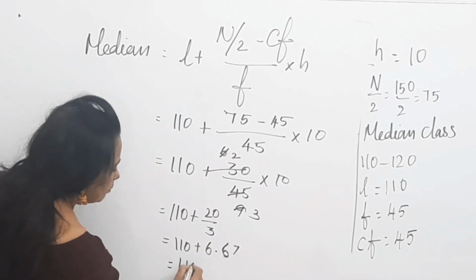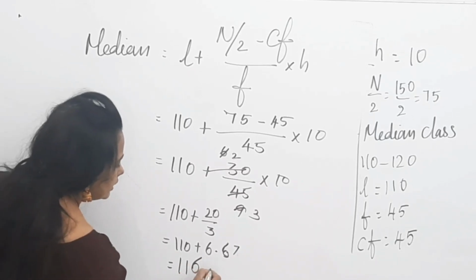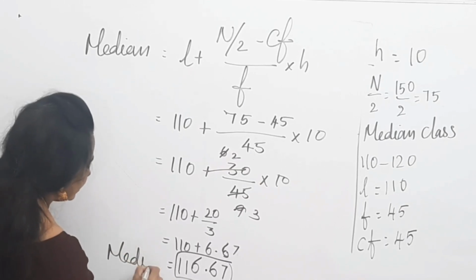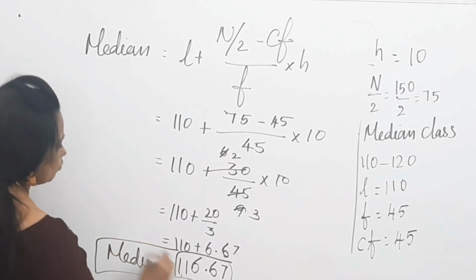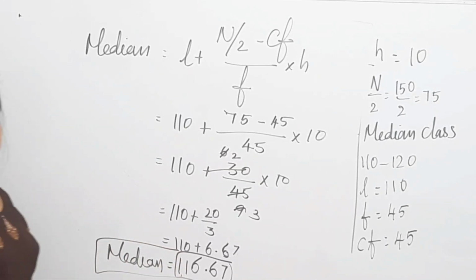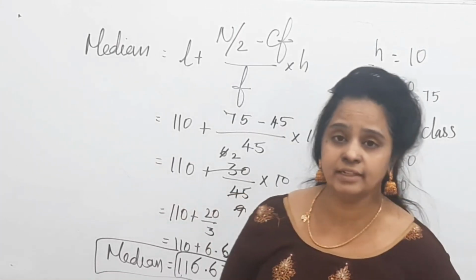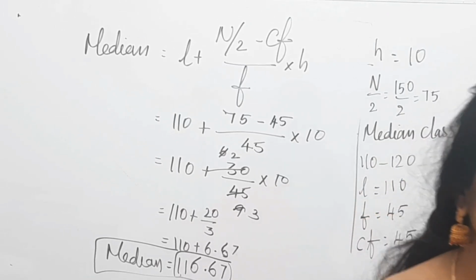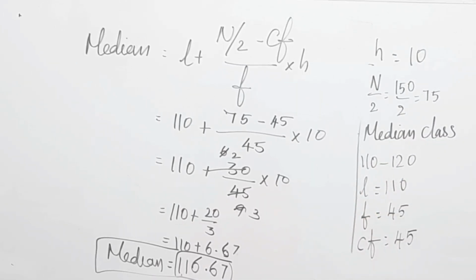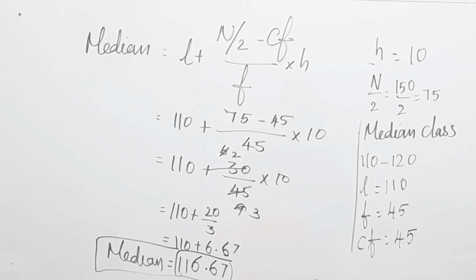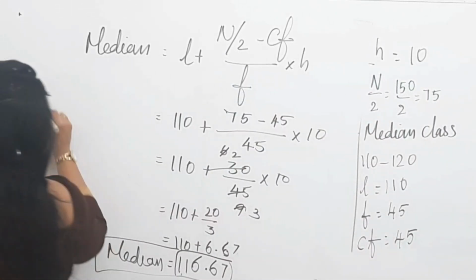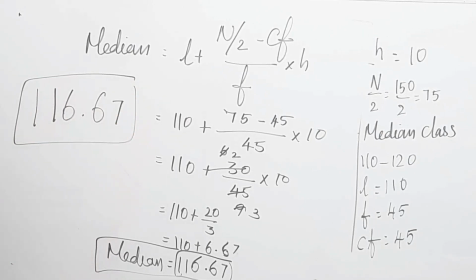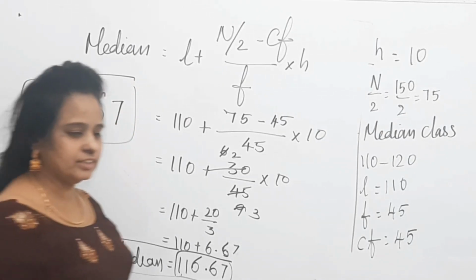That means my median is 116.67. So I get my value, that is 116.67 is my median for this frequency distribution table. So my answer is 116.67 after my calculation.